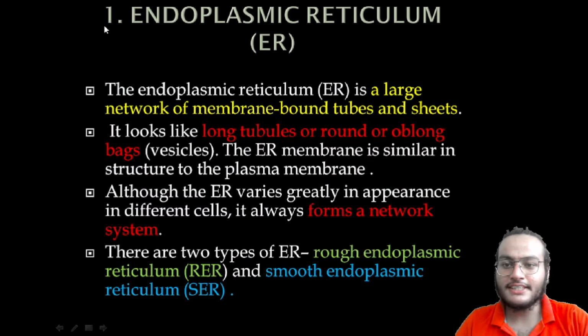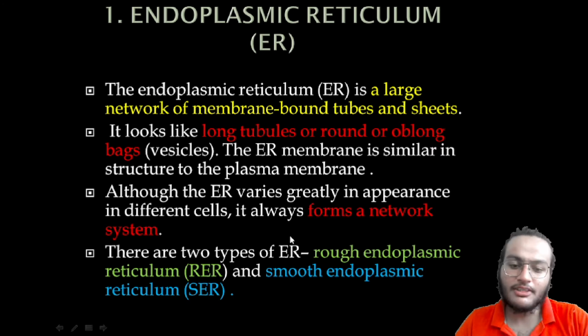For the very first cell organelle, we will be studying the endoplasmic reticulum. This is a large network of membrane-bound tubes and sheets, and they do not have a definite shape. They form a network system of long tubules or round-shaped or oblong bags, that is, vesicles. The structure of the ER membrane is very similar to the plasma membrane. Plasma membrane was made of lipids and proteins, so the ER membrane is also made of the same. Although ER varies greatly in appearance in different cells, they form a network system.